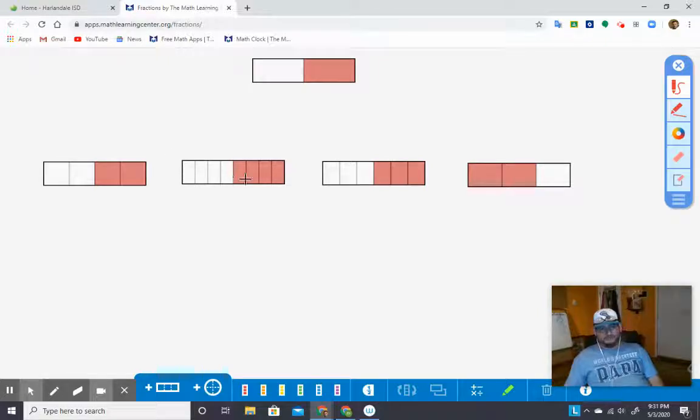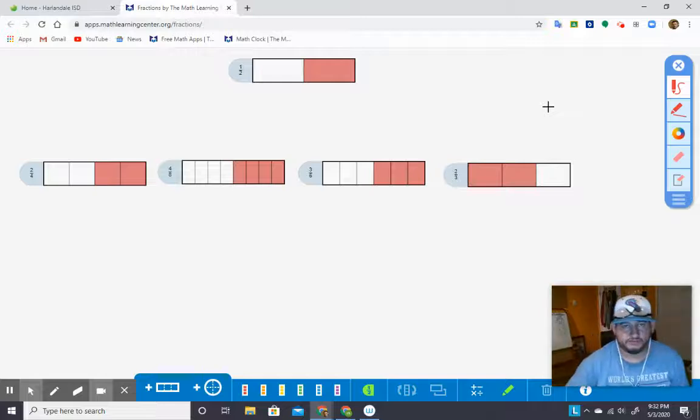Here's 8 equal parts, 4 shaded, so 4/8. 6 equal parts, 3 shaded, so 3/6, and then 3 equal parts, 2 shaded, so it's 2/3. I'm going to go ahead and put the fractions up here for y'all. So you see that? 1/2, 2/4, 4/8, 3/6, and 2/3. Now, when I'm talking about recognizing fractions, right, is this one, for example.